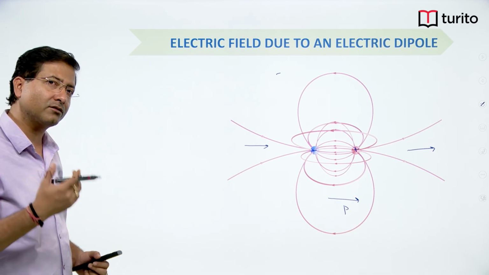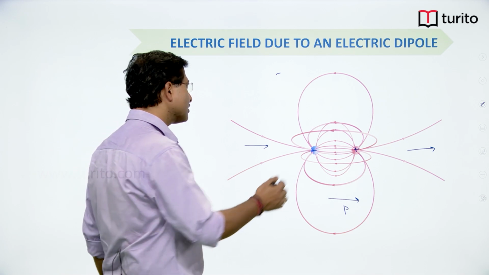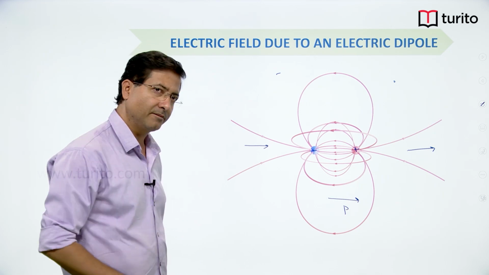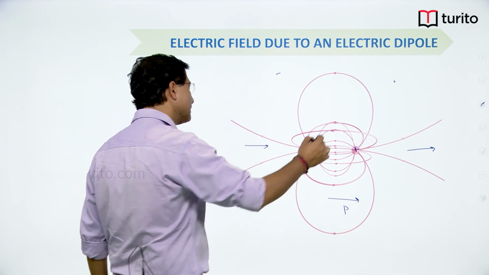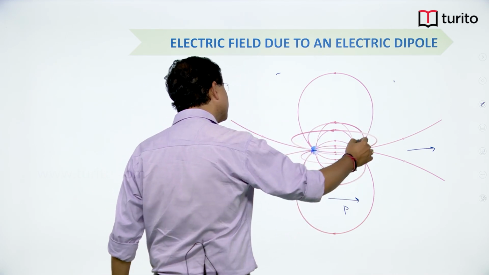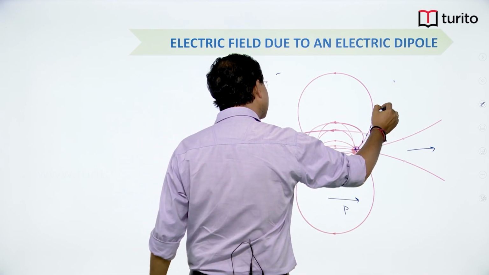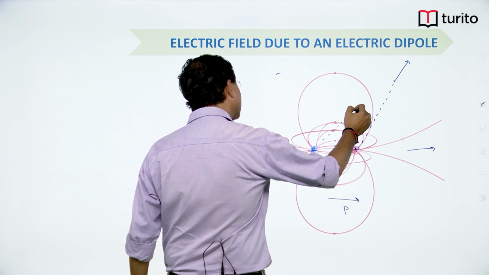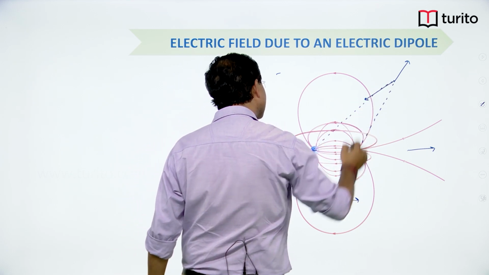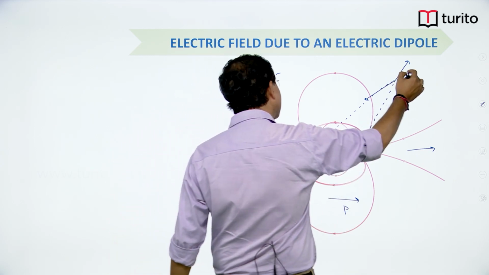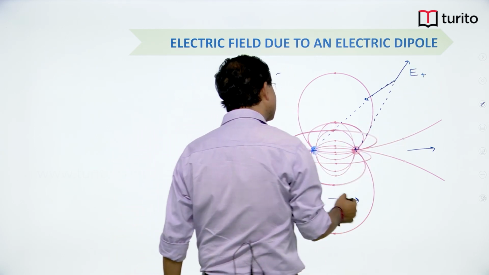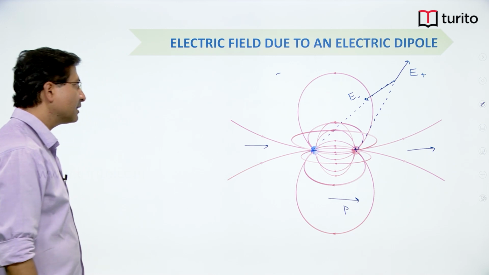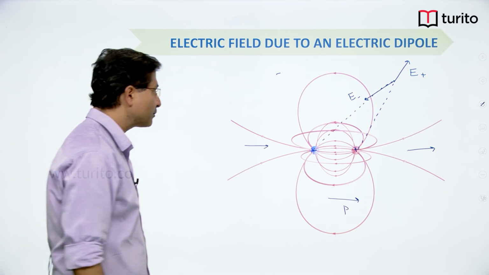Now, I want to find out the value of the field at any general point. If I ask what is the field direction and magnitude at that particular point. So, at this particular point, this positive charge will produce a field along the line joining, away, and this negative charge will produce a field along the line joining, towards, right. So, this is the field produced by the positive charge and this is the field produced by this negative charge. So the resultant will give you the direction of the net field at that particular point, right.